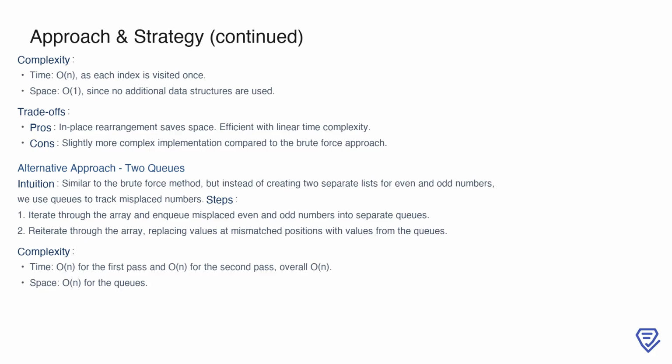This method is conceptually similar to the brute force approach, but instead uses queues to manage misplaced even and odd numbers. Once the mismatches are identified in the first iteration, the queues are used to replace values in the second pass. While this method also has an O(n) time complexity, it requires O(n) space for the queues, making it less efficient in terms of memory compared to the two-pointers approach.